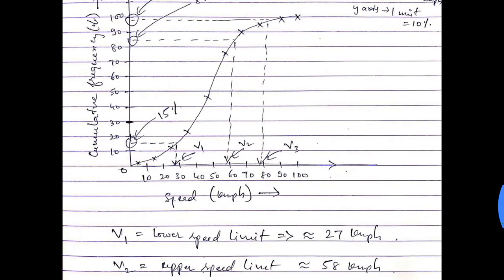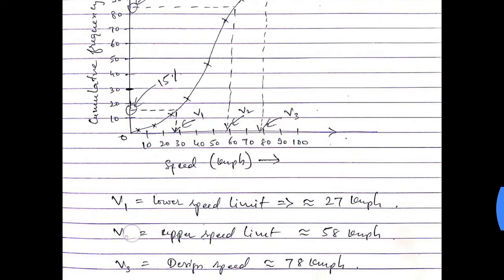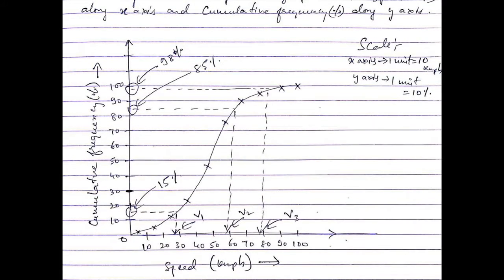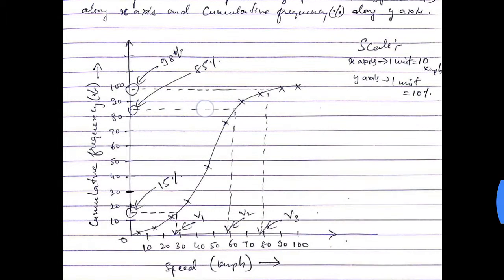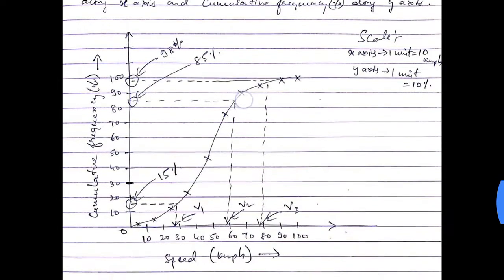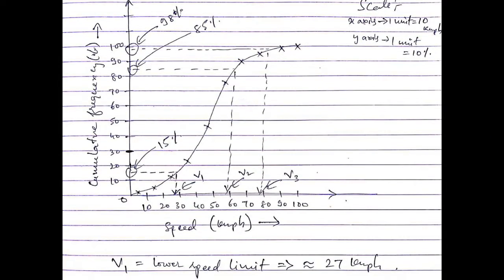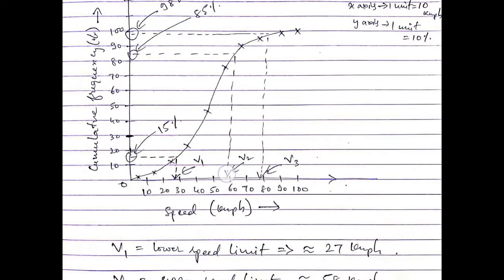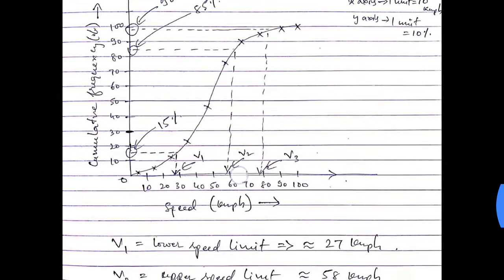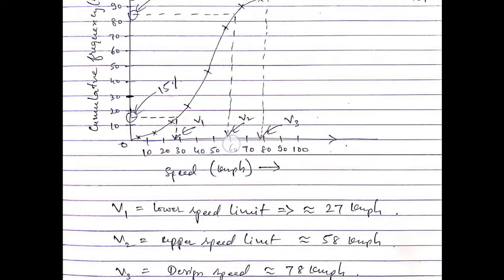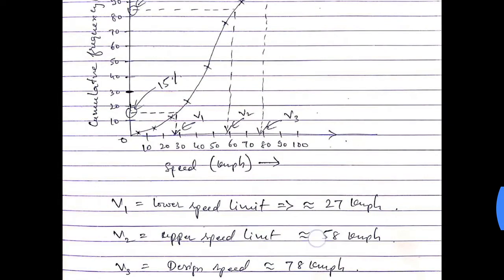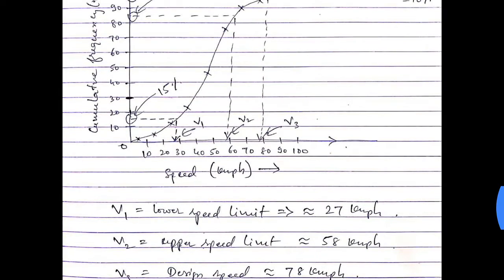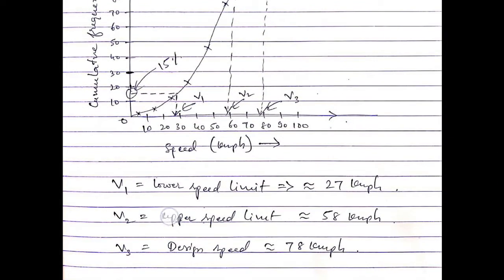As you can read, it is around 27 kmph. For the upper speed limit we take 85%. You locate 85 here, take a horizontal, cut the curve at this point, then drop a perpendicular. It will intersect the x-axis at this point. This is v2, and as you can read here, it is around 58. So v2 is the upper speed limit, around 58 kmph. Now you have the lower speed limit and the upper speed limit.